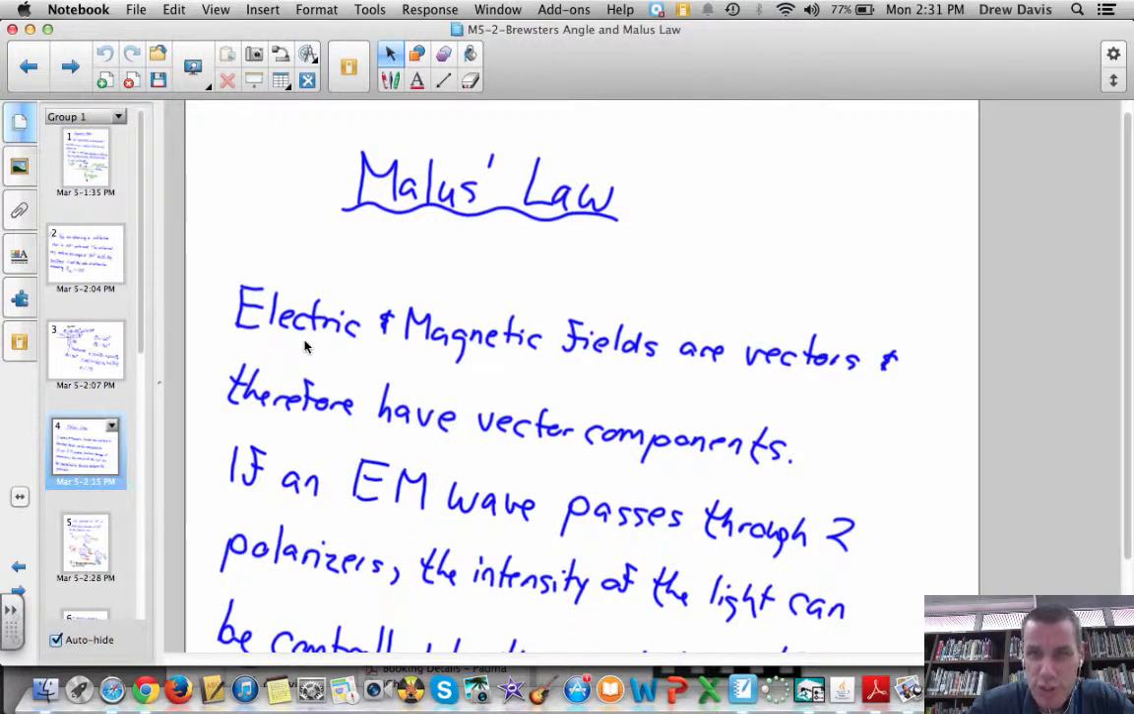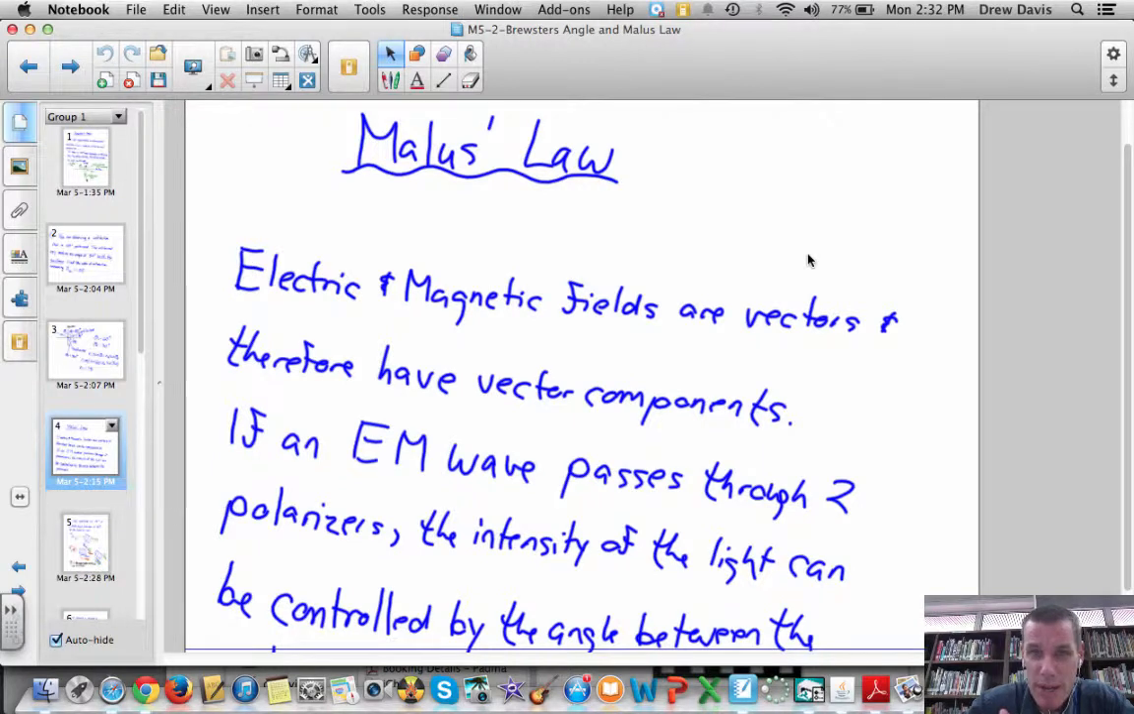To start out with, just a review from topic 5 and topic 6, we talked about electric fields and magnetic fields and how both of those fields had vector arrows when we worked on problems with them. And so because they had vector arrows, they also have vector components. The basis behind Malus's Law states that if you have polarized light and you shine it onto another polarizer, a component parallel to the polarizer will shine through, and that will determine the intensity of the light that goes through the second polarizer.